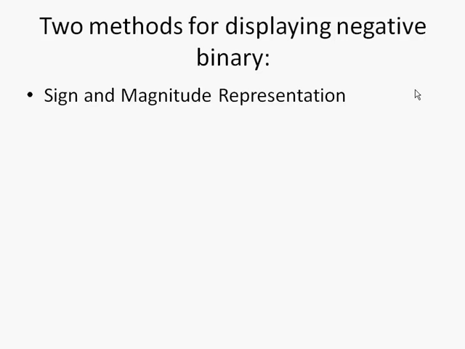The first is sign and magnitude representation, and that's the easier of the two methods, and we'll look at that in this part of the video, and in the next part we'll look at the harder way of doing it, which is called 2's complement. So, sign and magnitude representation.